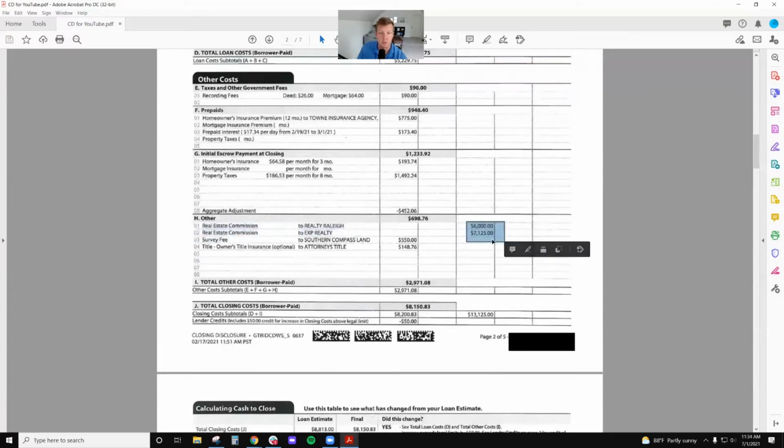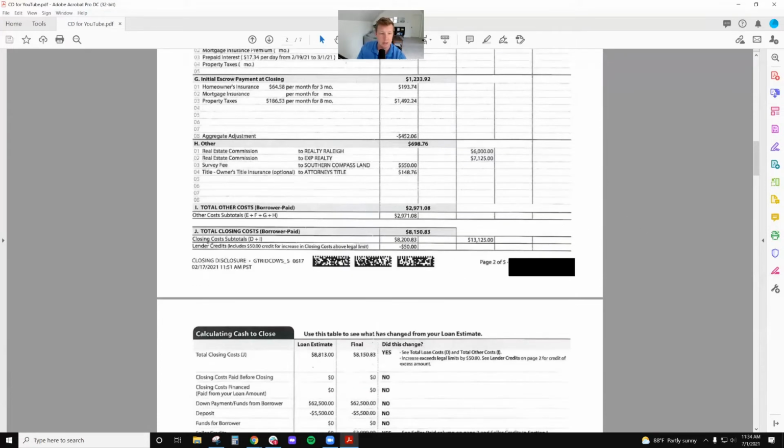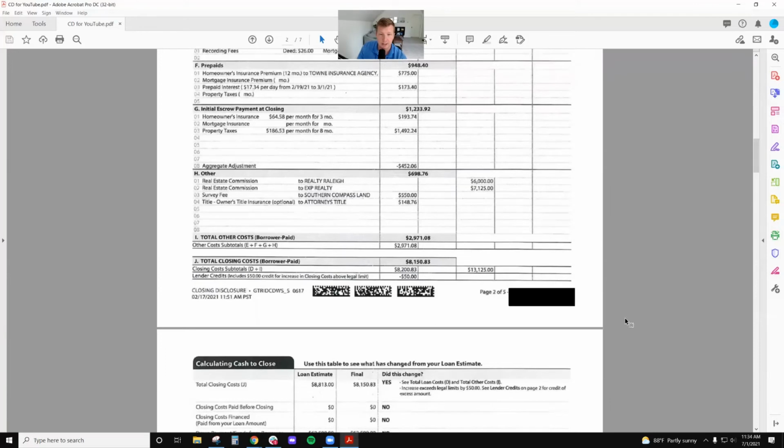I'm not sure which one's which, but these were paid out, and so you can see the real estate commissions. Typically, sellers, at least in this market, definitely in this market, and in prior markets too, are going to pay both the buyer and the seller commissions. But sometimes that can be negotiated in different types of markets. And then you've got a lender credit of $50. Big $50 lender credit.